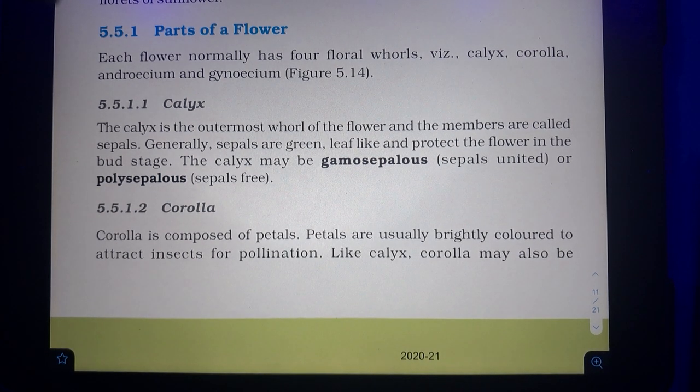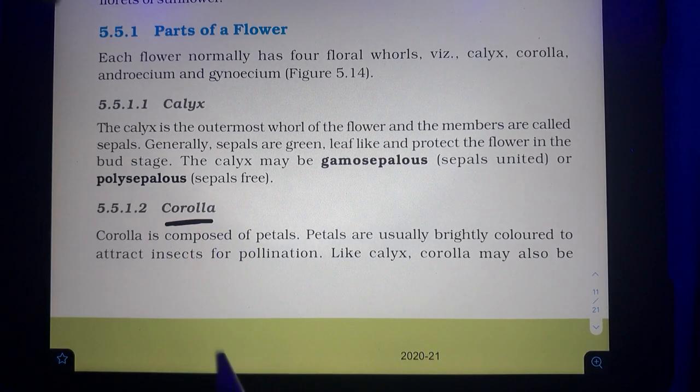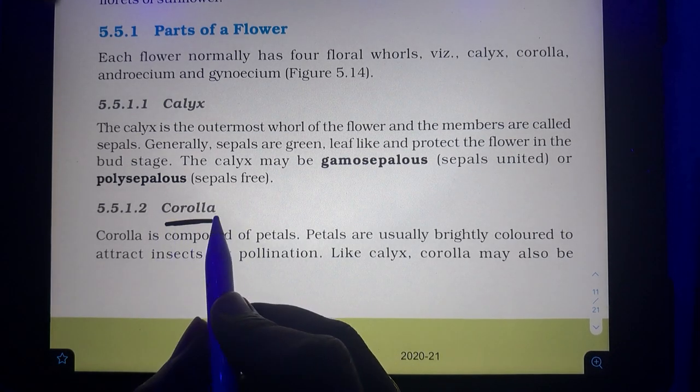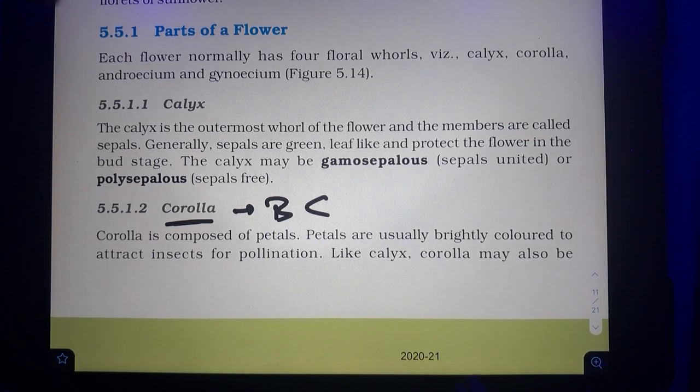The other one is corolla. The corolla is composed of petals. Petals are usually brightly colored to attract insects for pollination purposes. These are brightly colored. These look beautiful.